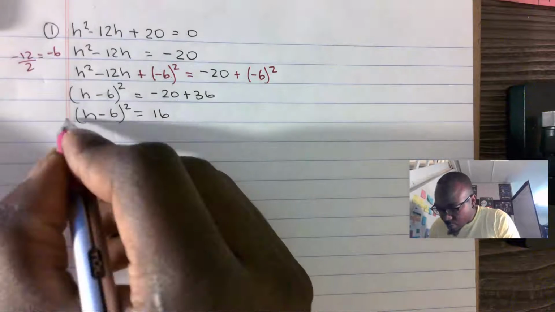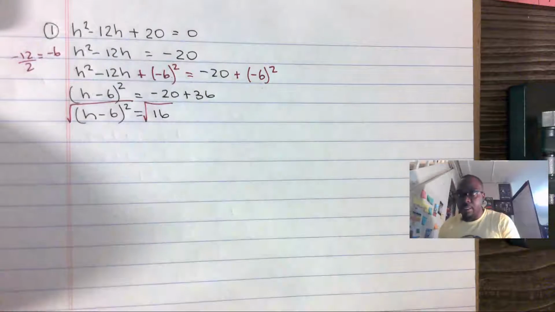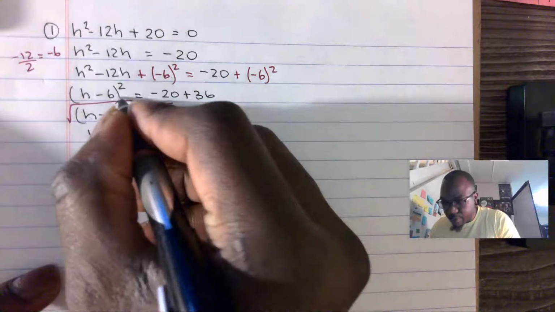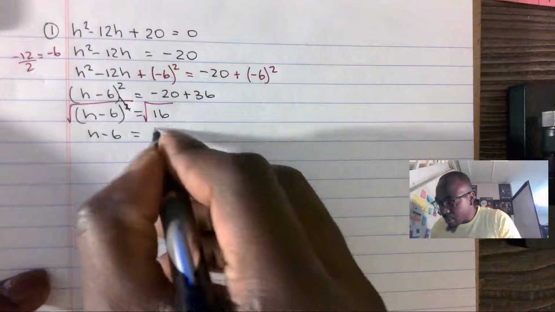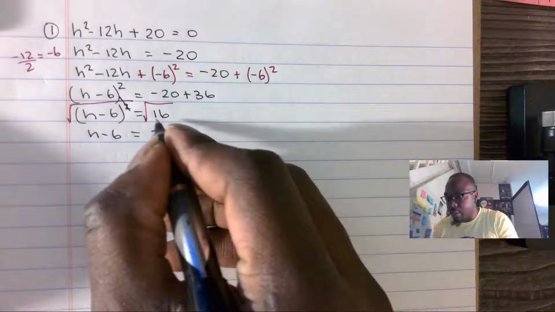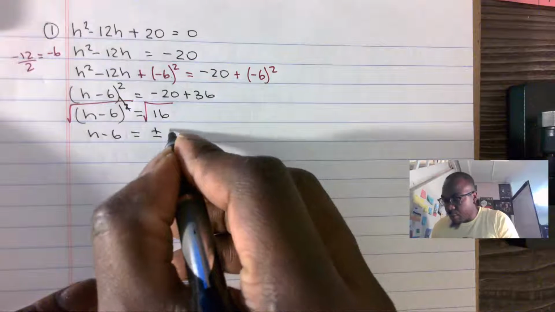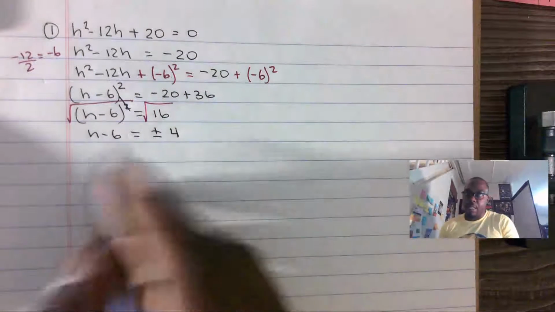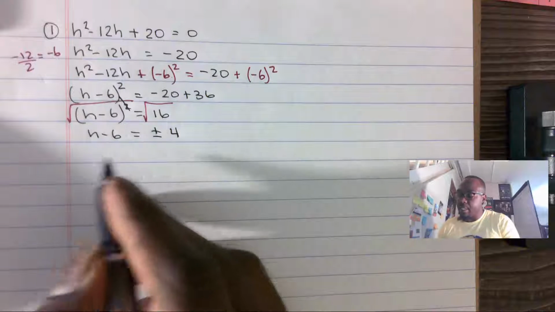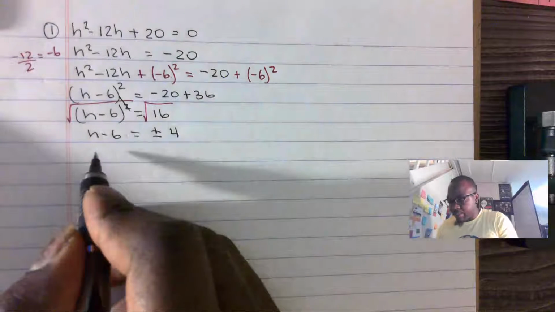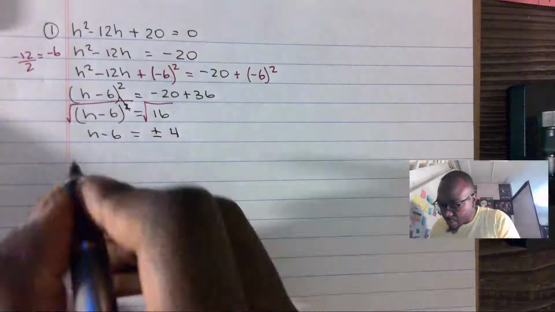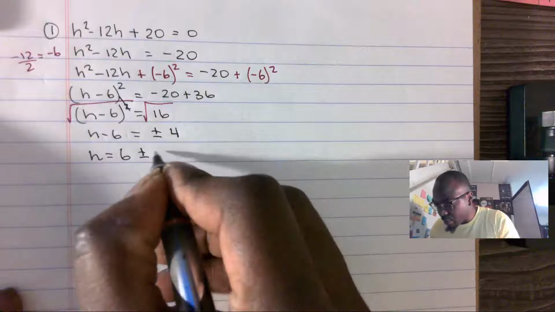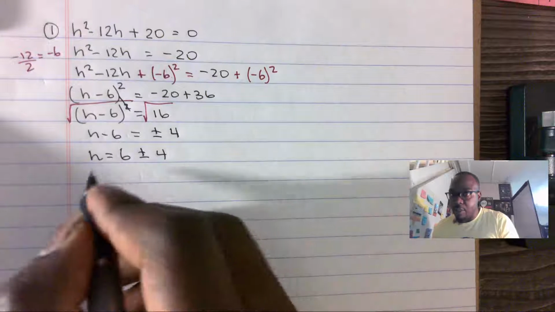So if I take the square root of both sides, all right, I'm left with h minus 6, because the square root cancels the square, is equal to plus or minus. Now this is a perfect square here, so this is going to give me 4. 4 squared is 16. Square root of 16 is 4. So now I'm solving for h. So because I'm solving for h here, I'm going to add 6 on both sides. So if I add 6 on both sides, I now have h is equal to positive 6 plus or minus 4. All right. So now I have two options here.